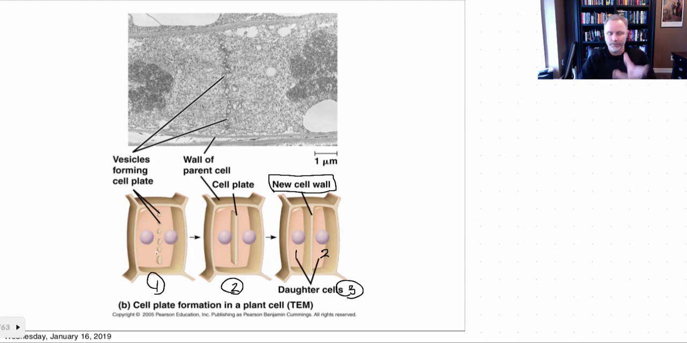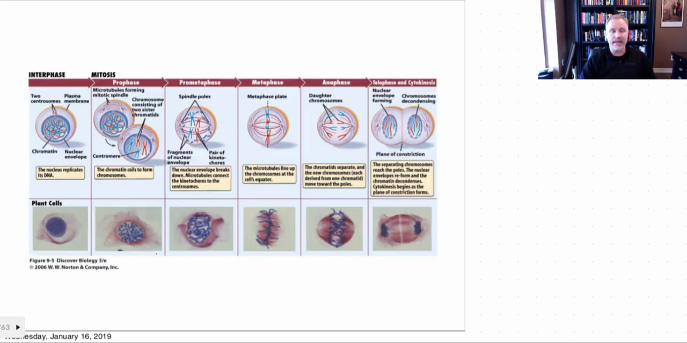Okay, so that's the difference between plants and animals. Plants form these cell plates and cell walls and divide that way as the cell elongates, and the animal cells have this contractile ring that just pinches the cell in two.